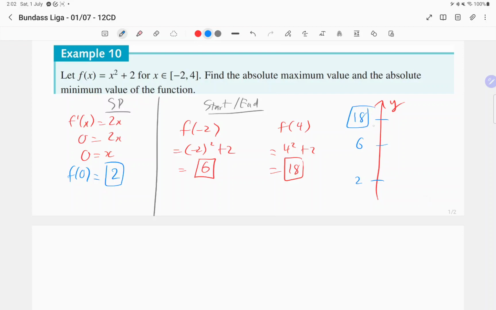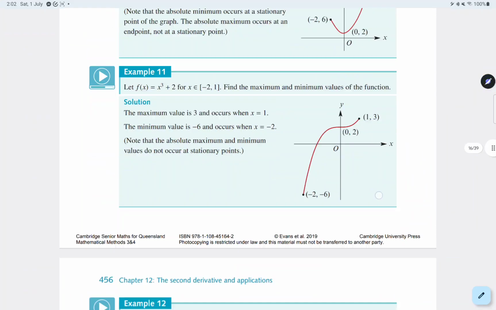So of course, this one will be the absolute maximum. This is the absolute minimum. Based on this, you can just conclude straight away. Therefore, absolute max equals 18 and absolute minimum equals 2. Okay, so that's one example. I'll show you another one.